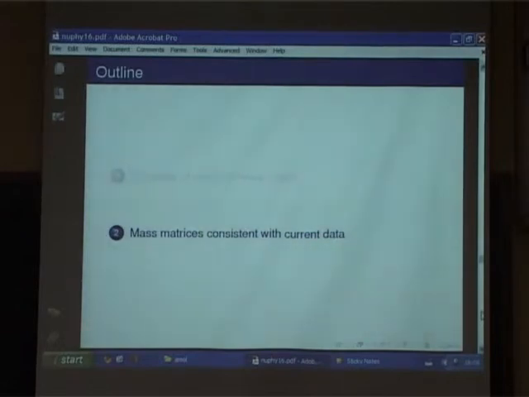So what is our aim? Our aim is we have data, we have masses, we have mixing angles. Then we will calculate mass matrices, and looking at the mass matrix, we will try to make some model, some theory, which will give us this mass.